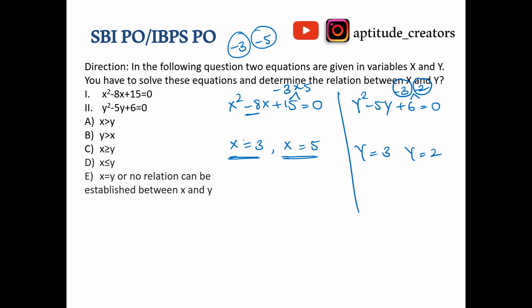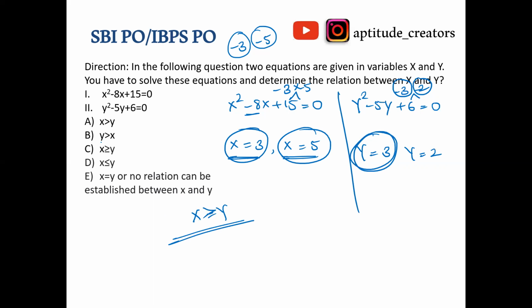Now we have to compare x is equal to 3 and y is equal to 3, means x is equal to y. Now x is equal to 5 and y is equal to 3. Definitely we can say x is greater than y. Definitely we can say x is greater than or equal to y. Answer is option C, x is greater than or equal to y.